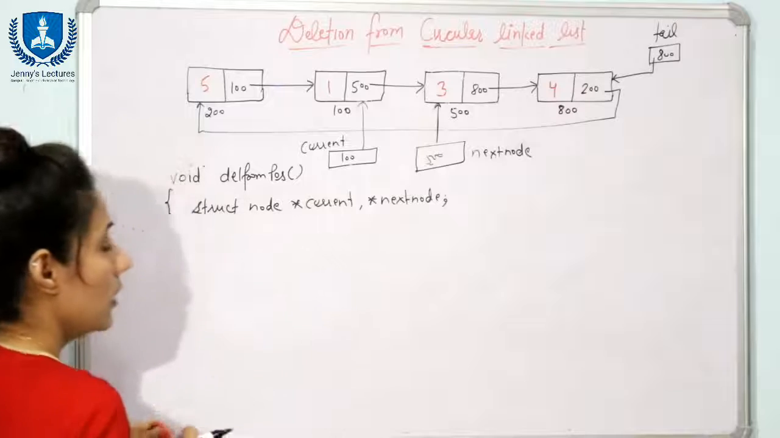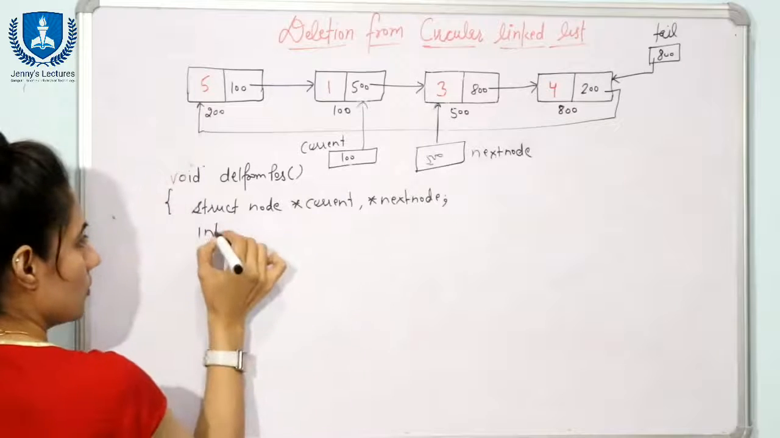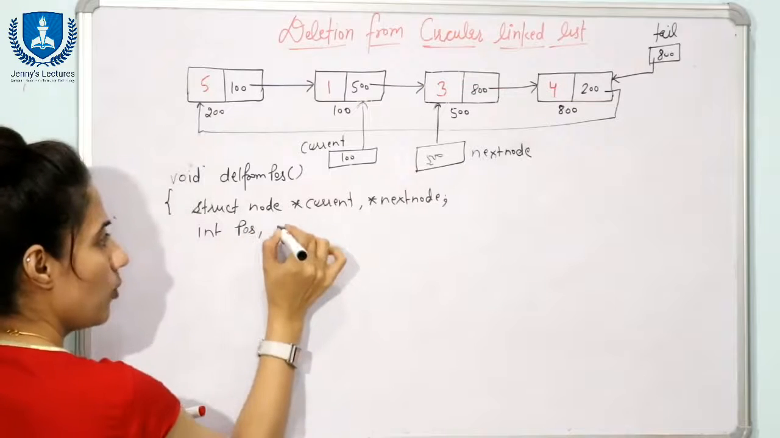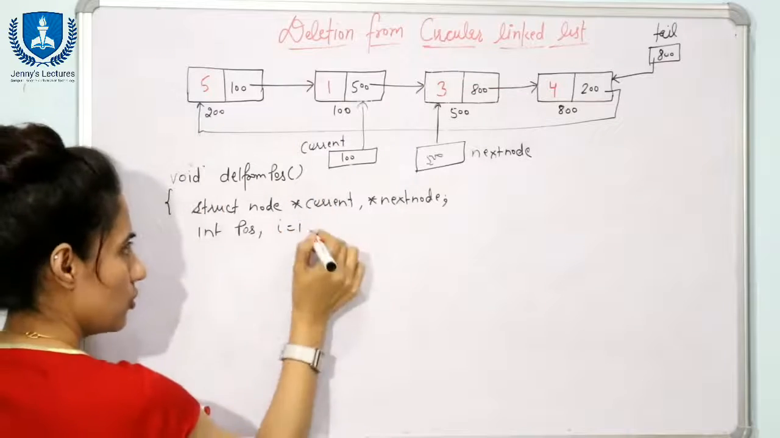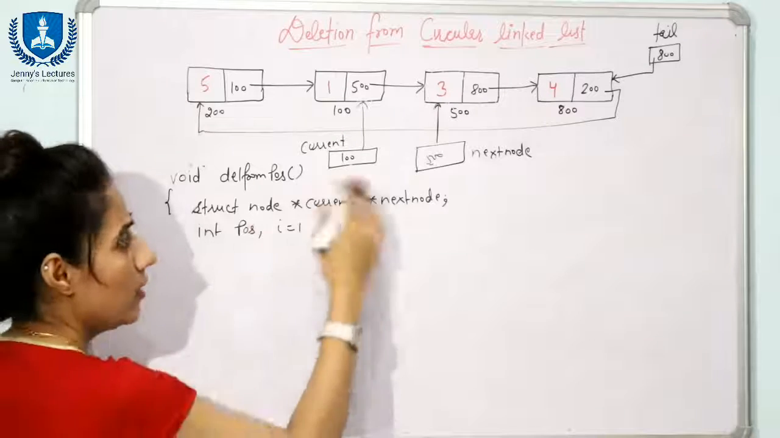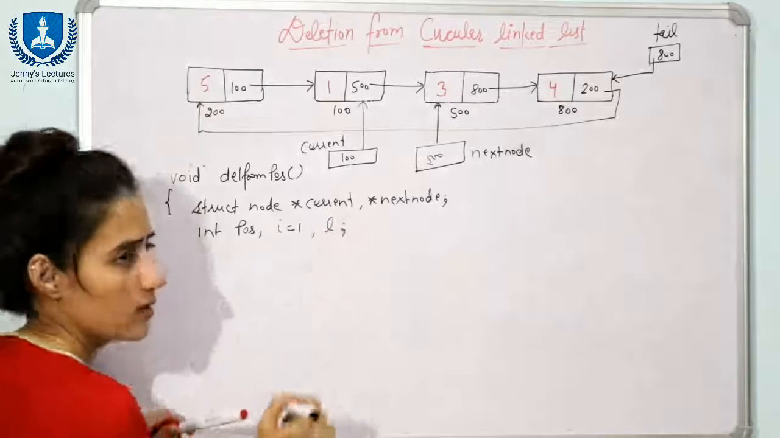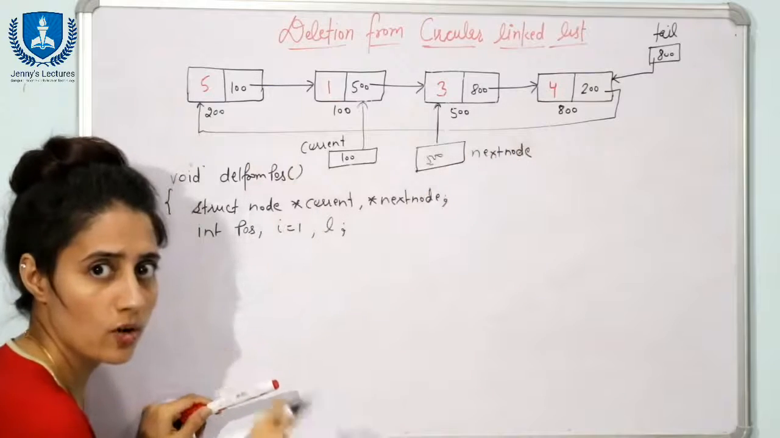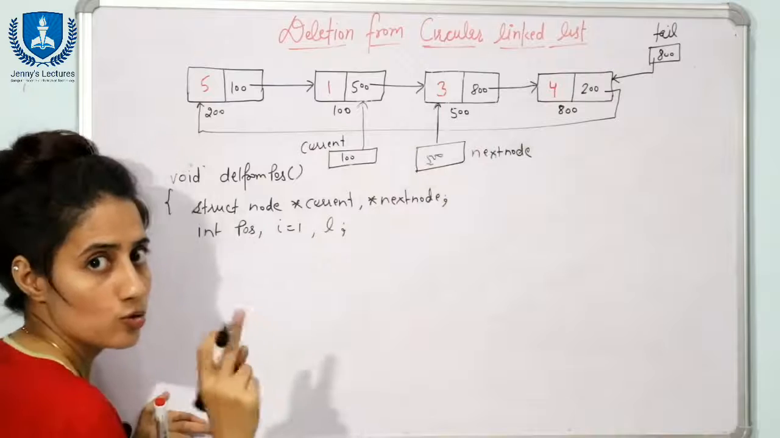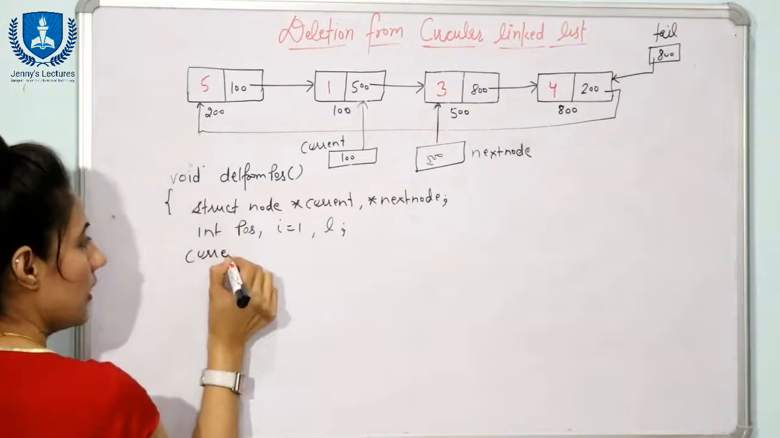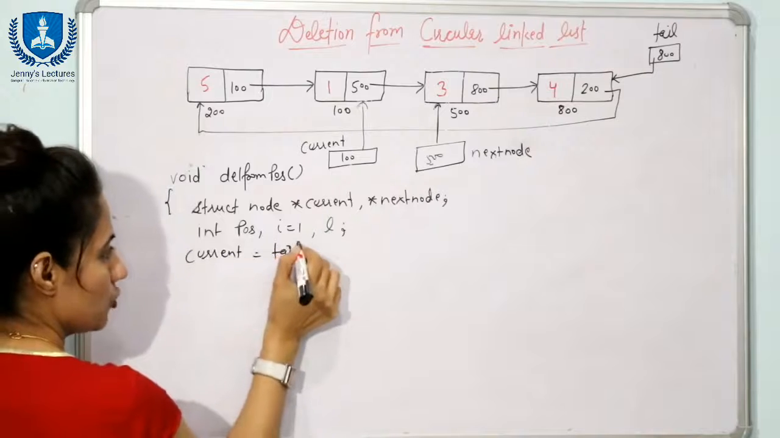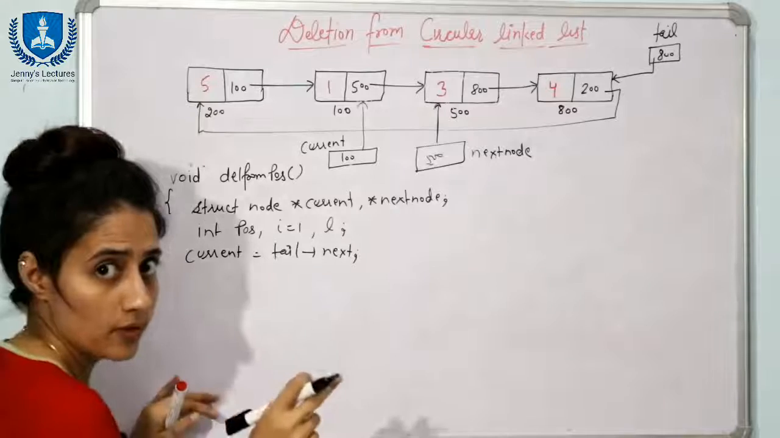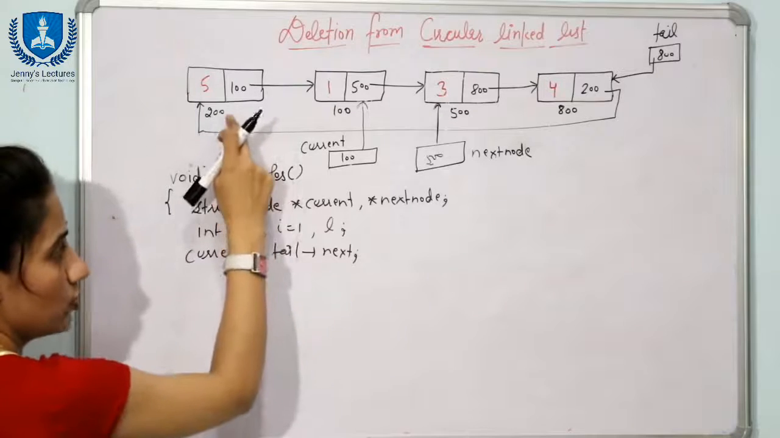Fine. So now here obviously we need to take the position value from the user, so we need to take one variable position. We need to traverse the list. So suppose I am taking i is equal to 1, and one variable I am taking, that is l. Here in l I will store the length of the list, that is 4, by calling the function getLength, right? So now first of all we will set what? Current is equal to tail of next, because obviously we need to traverse the list, so we need to maintain a pointer to the first node, right?